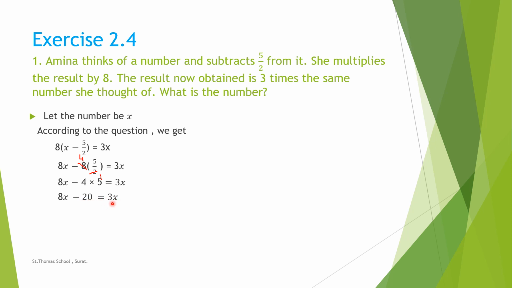Now this is a positive number. If it goes here, it becomes minus. Next step we can write 8x minus 3x is equal to. This is minus 20. If it comes here, it becomes plus 20. What is 8x minus 3x? 5x. 5x is equal to 20. So x is equal to. This is a multiplication. If it comes here, division. So x is equal to 20 upon 5. That is 4. So we got the number. Number is 4. Hence, the number is 4. It's clear?